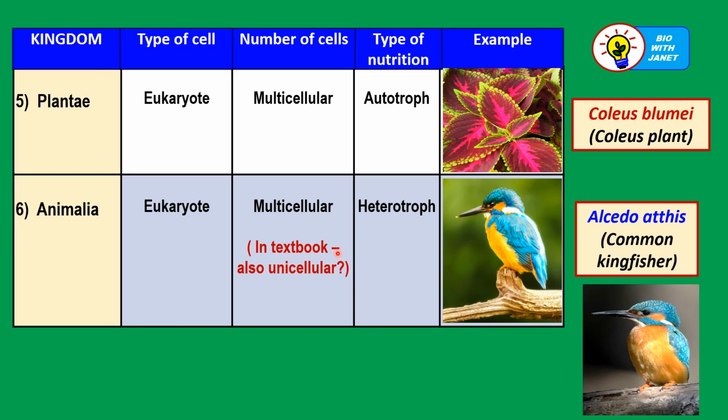So one more point to note is that in the textbook, in one part on this page, it mentions that animals are unicellular. But elsewhere, they write that animals are multicellular. So I would stick to this fact that animals are multicellular. If you want to look for unicellular animal-like organisms, it will be the protozoa, like amoeba and paramecium.